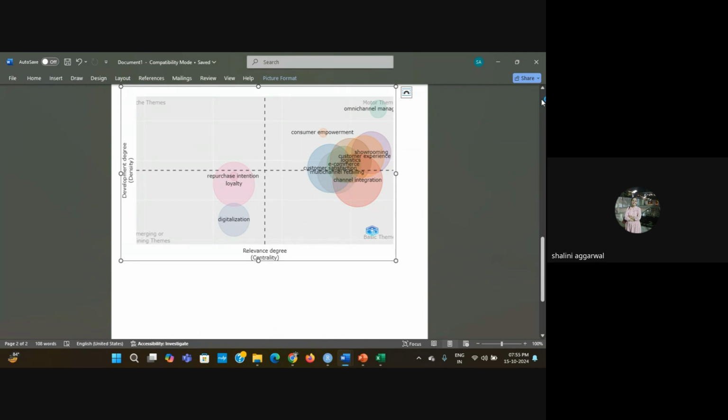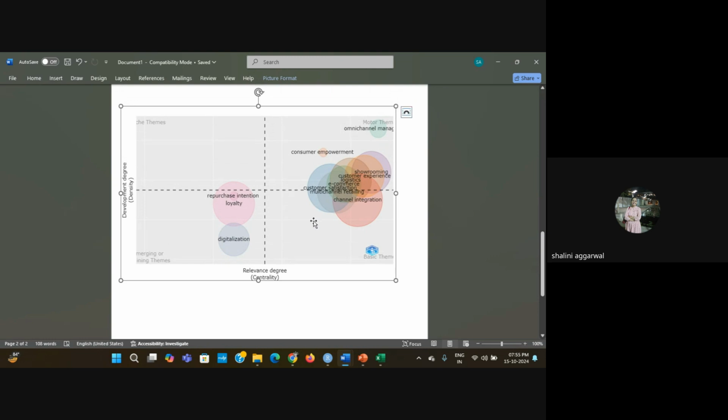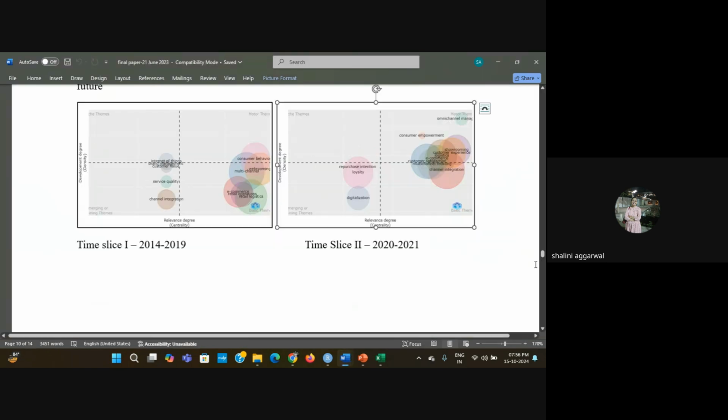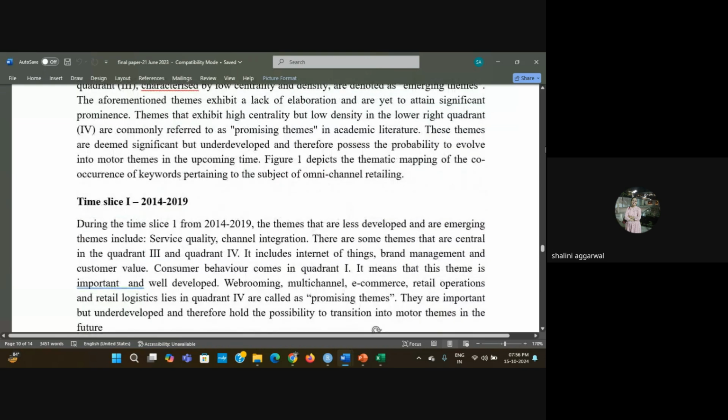What you have to talk about is that it is divided into 4 quadrants, right? One quadrant is for emerging themes, it is written over here. This quadrant is for the basic themes, this quadrant is for the motor themes and this is for the niche themes, right? So now how do you explain this? Let me tell you this.